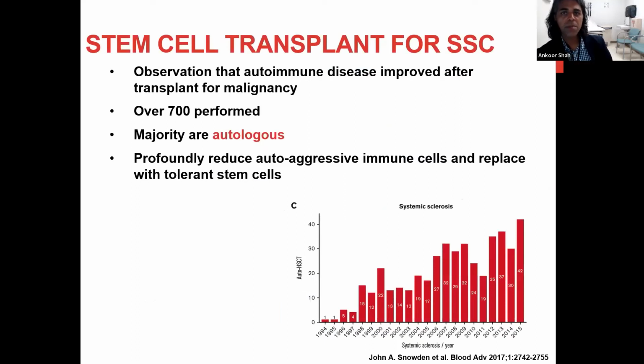The last treatment for interstitial lung disease that I'll talk about very briefly is stem cell transplant. This is really a treatment that we have used for the most aggressive disease patients and the most rapidly progressive patients. Over 700 of these have been performed. We've done about 30 here at Duke. The majority of them are autologous, meaning giving patients their own cells back after myeloablation. And the idea is that we profoundly reduce the autoaggressive immune cells and replace them with tolerant stem cells.